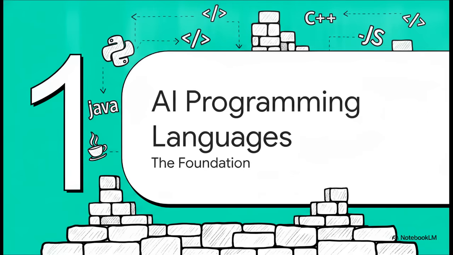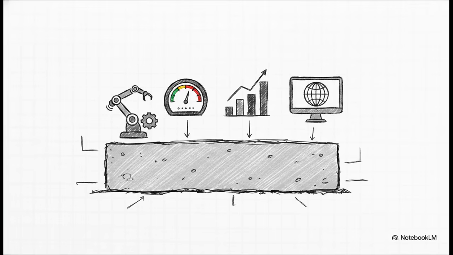Before we can build the walls, we absolutely need to know what materials we're working with. Python is, without a doubt, your absolute must-learn foundation here. Now, actually, it isn't because Python is the fastest language in the world computationally. It's because the entire modern AI ecosystem basically grew up around it. Almost every major AI library and framework is built for Python first.